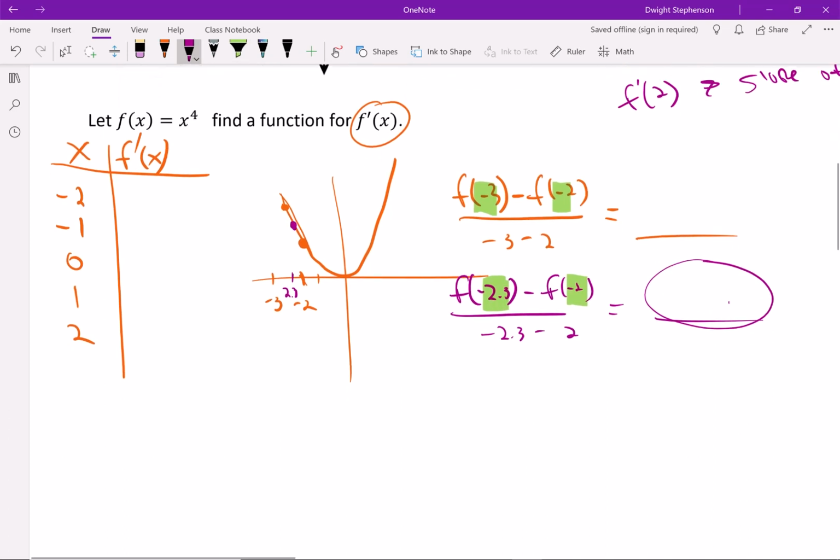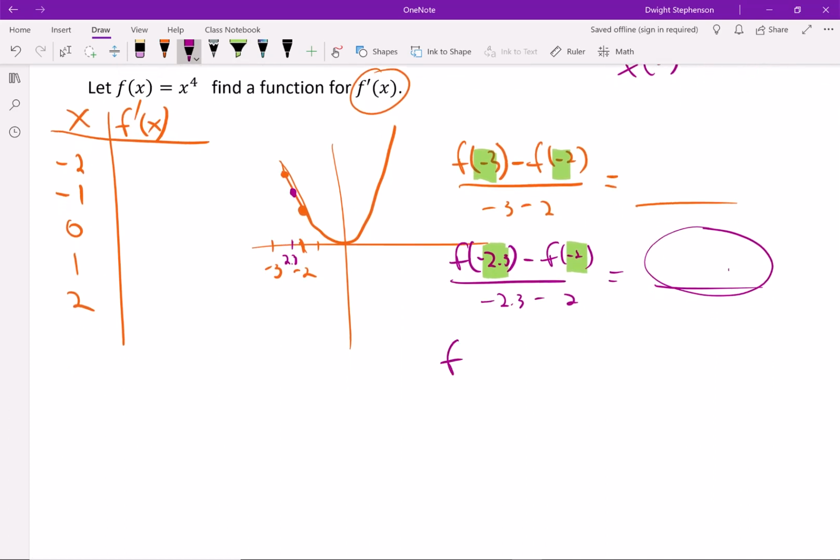So if I wanted to generalize this, I would say f of x minus f of a, over x minus a, where we would take the limit as x approaches a. As this number approaches this number, and in this particular case, a is negative 2. So I'm going to replace this with negative 2. Sorry, it's negative 2.